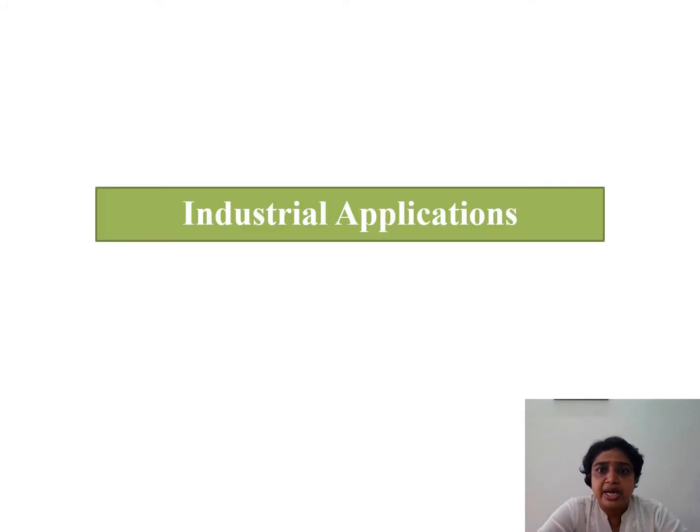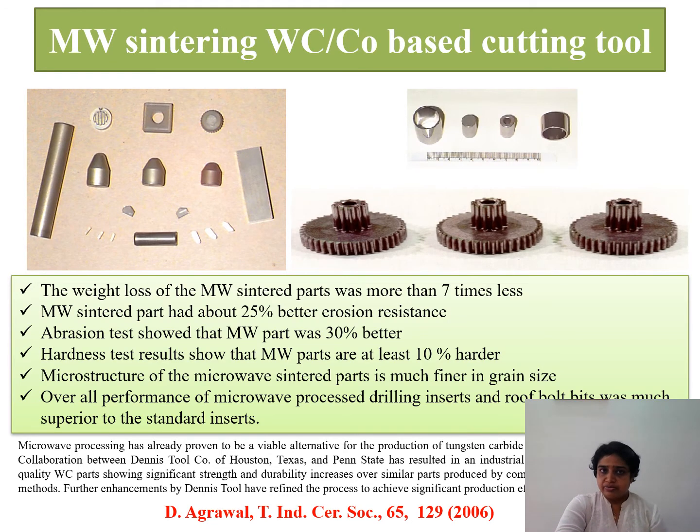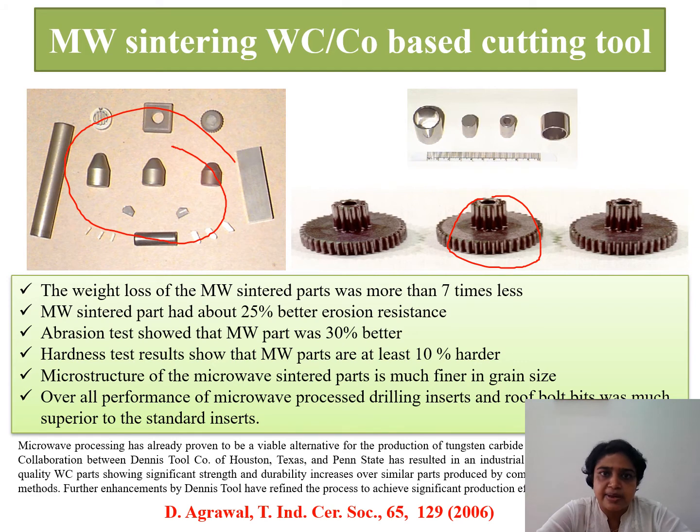So now let's come to the industrial applications of microwave. It has tremendous applications in industry. For example, first we'll come to the cutting tool. These cutting tools were again synthesized by Agrawal and group, and what they did was sinter different tungsten carbide and cobalt based cutting tools with the help of microwave, and these are some pictures of those cutting tools. You can see here small parts and then different kinds of shapes and parts. They were all sintered with the help of microwave energy.